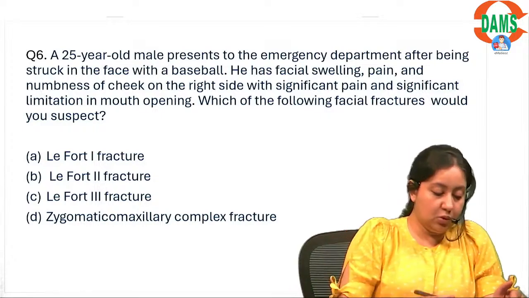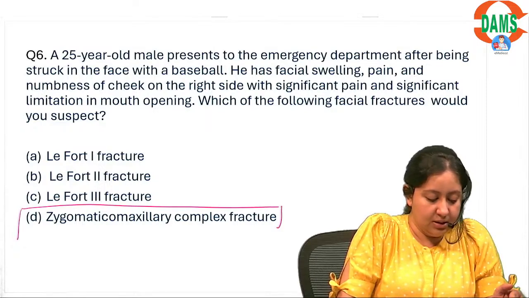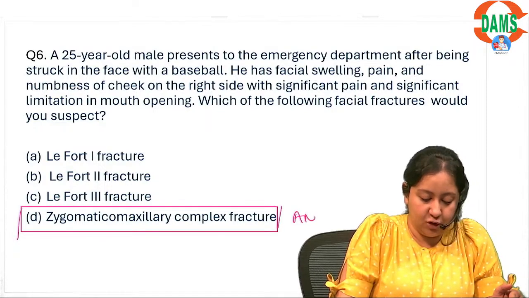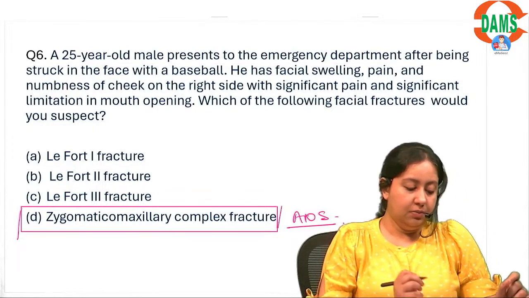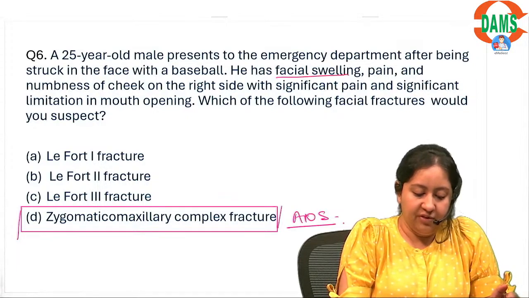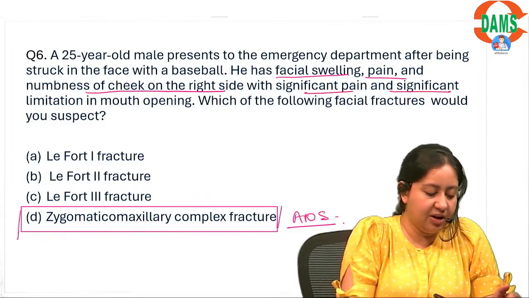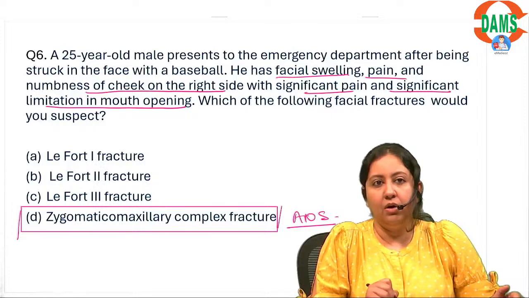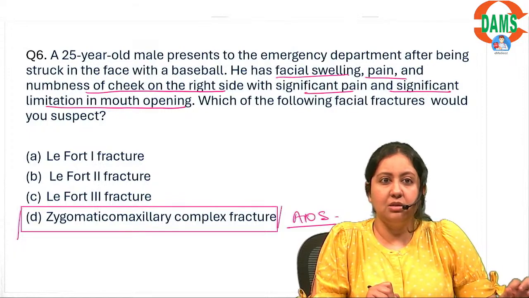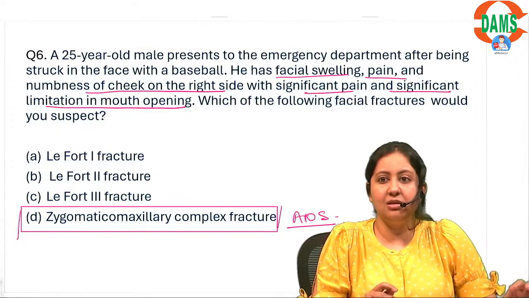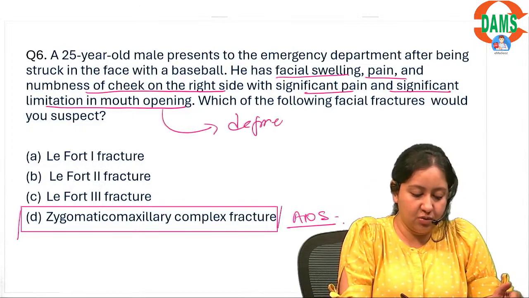Okay. So, the answer is option D, zygomatico-maxillary complex fracture. Now, please have a look at the question. Facial swelling, pain and numbness of cheek on the right side with significant pain and significant limitation in mouth opening. That means if there is limitation of mouth opening, that means there is a depressed zygomatic arch fracture.